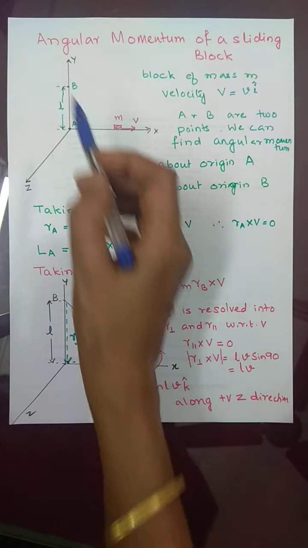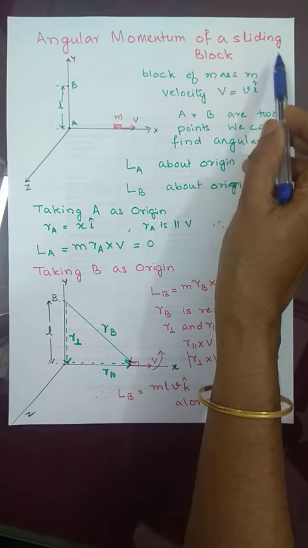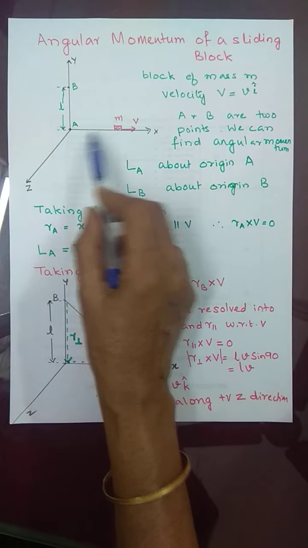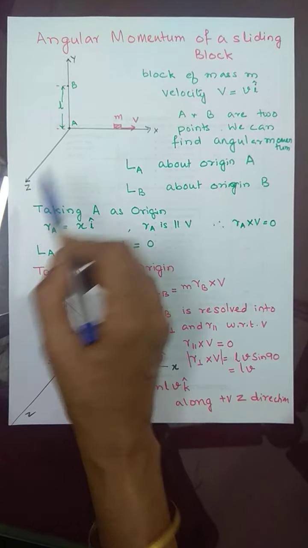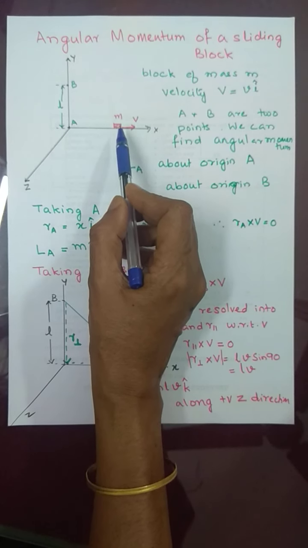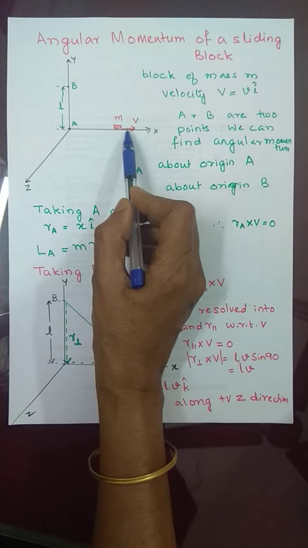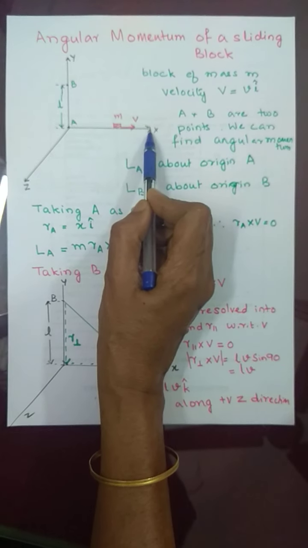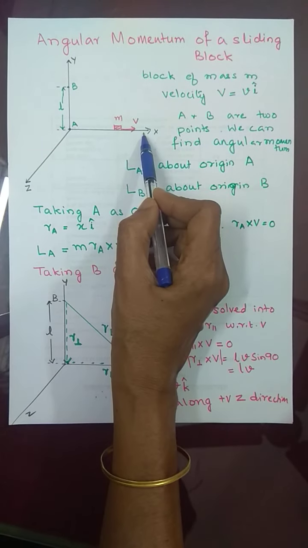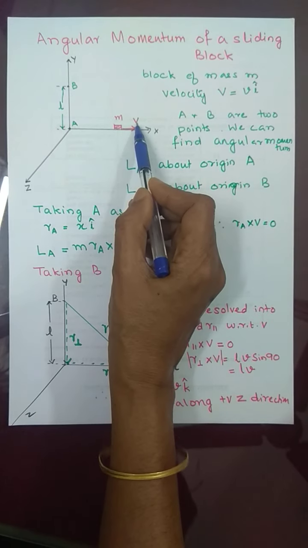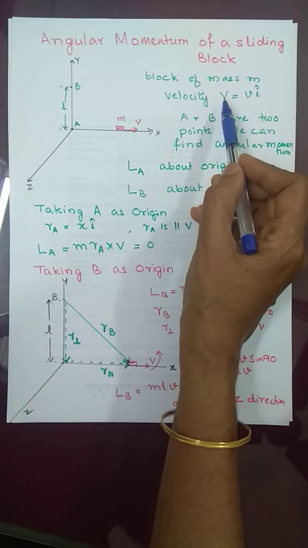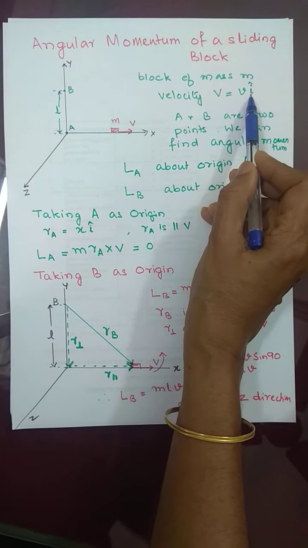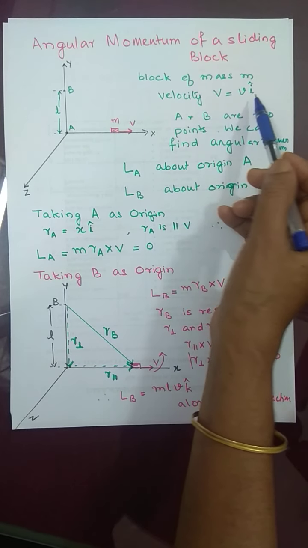Let us discuss angular momentum of a sliding block. This is your XYZ axis. We have considered a small mass, a block of mass m, which is moving with velocity v along the x direction. So v equal to v i, where i is the unit vector along the x direction.